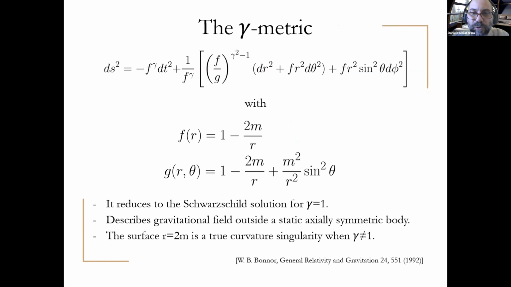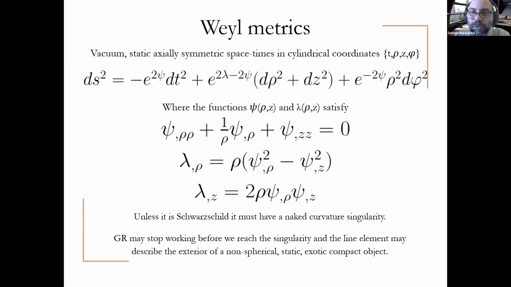Very famous solutions belong to the Weyl class. There is also the Erez-Rosen solution, which also has a quadrupole moment and higher multipole moments, but the line element is a lot more complicated. There's a monopole-quadrupole solution, which is interesting because it has only the monopole and the quadrupole and nothing else. But then again, the line element is extremely complicated.